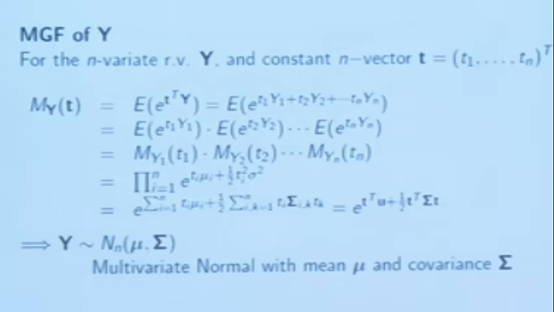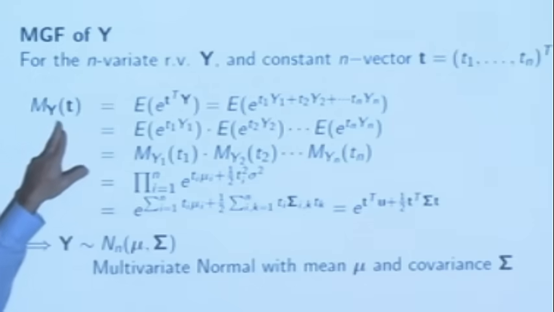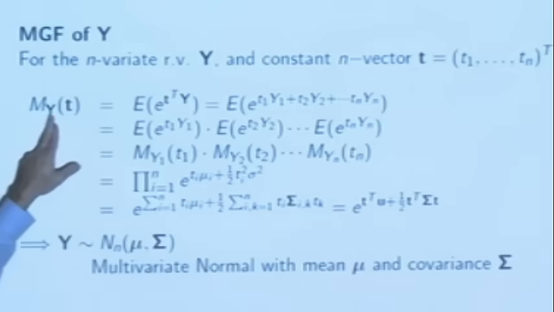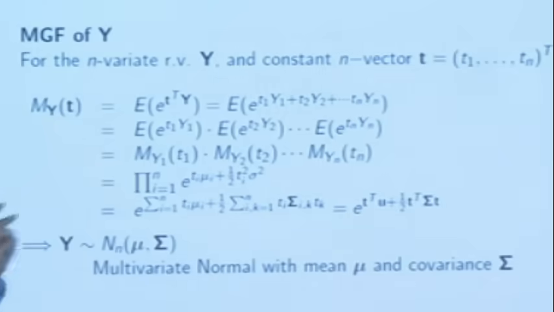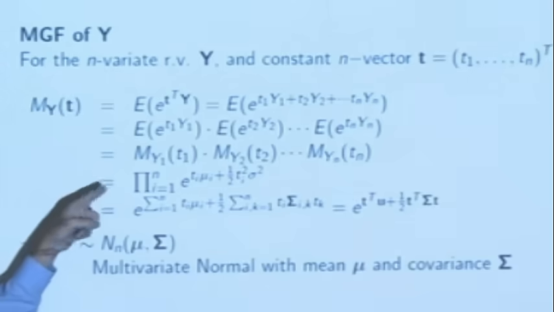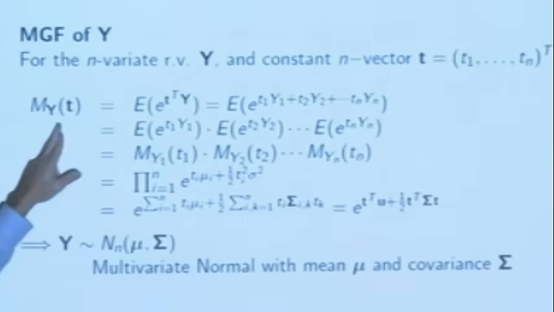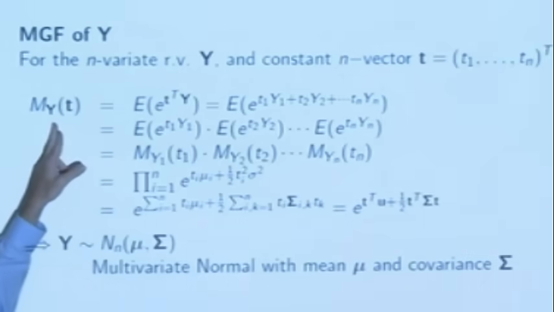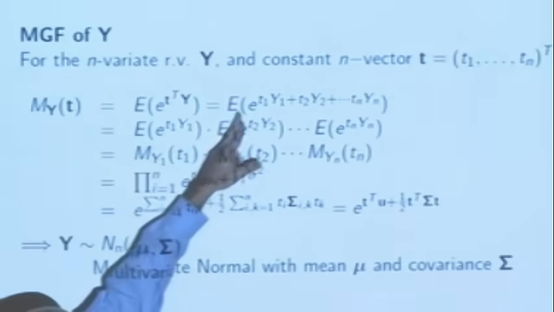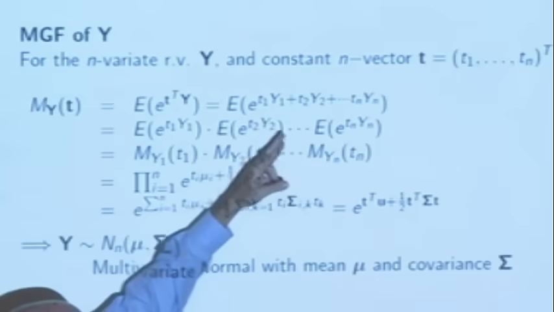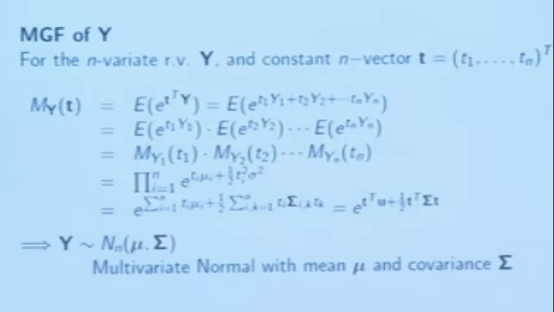Chungbom introduced the moment generating function for individual random variables, for single variate random variables. For n variate random variables, we can define the moment generating function of the y vector to be the expectation of e to the t transpose y. So t is an argument of the moment generating function. It's another n vector. And it's equal to the expectation of e to the t1 y1 plus t2 y2 up to tn yn. So this is a very simple definition.